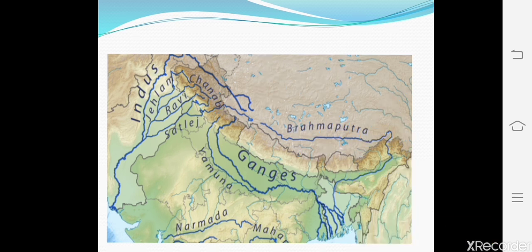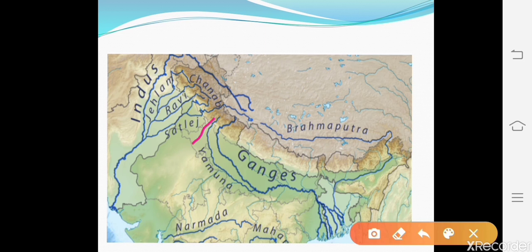The central section of the northern plains are Ganga plains. They are lying between river Khadar and Tista. The areas which are in this plain are Haryana, Delhi, Uttar Pradesh, parts of Bihar, parts of Jharkhand, and West Bengal. The last plain, that is Assam plain, is formed by river Brahmaputra and its tributaries.